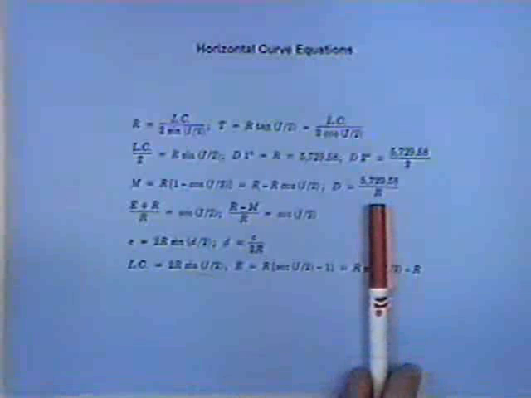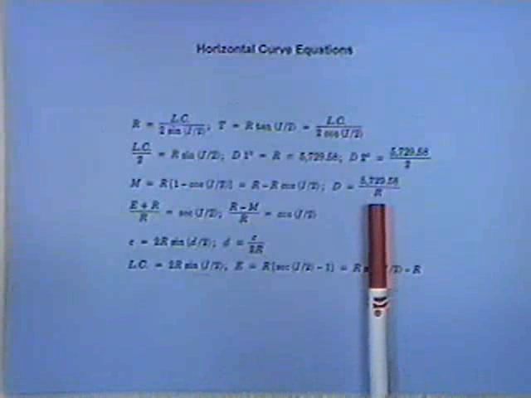Now there are a couple of things that are probably important from highway design, and that's over on the far right of that chart where it says D equals 5,729.58 over R. If you know what the radius of the curve is, or if you know what the degree of the curve is from your design tables, then you can compute the radius that you would need for a particular curve. And that one would be important if you're designing highways.